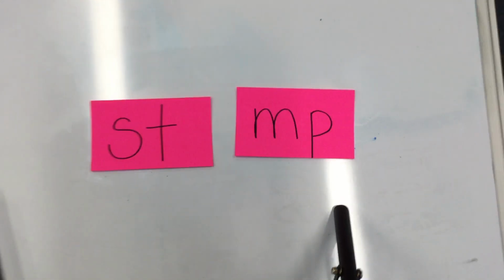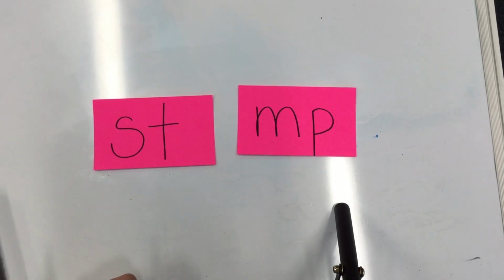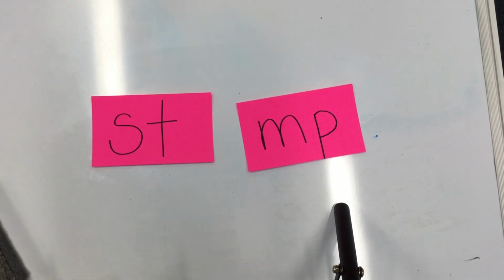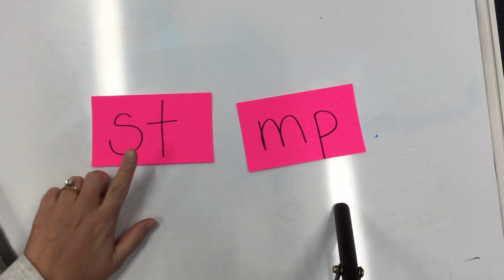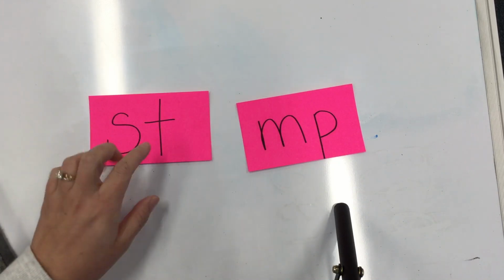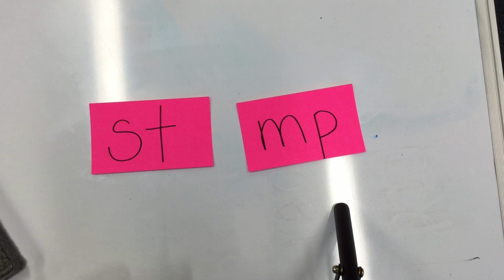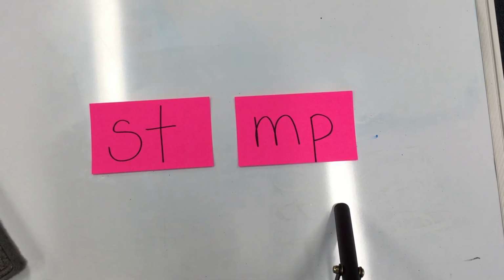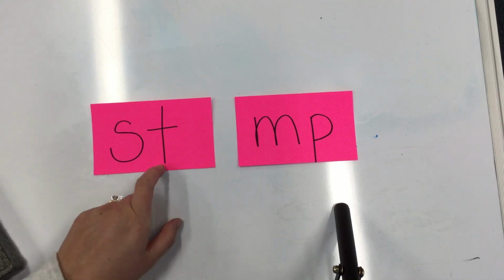First word, rust. What do you think ends with that word, rust? Which blend? It's going to be ST, rust. So ST. Okay, let's keep going. What about the word dust? Which consonant blend do you think it would be? It's going to be ST again.